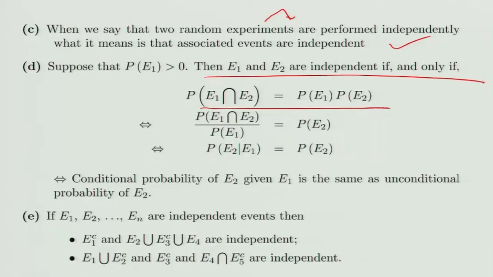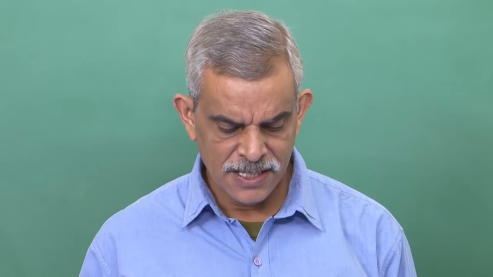That is a definition, which is same as probability of E1 intersection E2 divided by probability of E1 is same as probability of E2. But this is same as probability of E2 given E1, conditional probability, which is same as P of E2. So my definition suggests that E1 and E2 are independent if and only if the conditional probability of E2 given E1 is same as the unconditional probability of E2. Or in a sense that the conditional probability does not change when you have additional information that E1 has occurred. Or in other way, E1 is having no effect on the occurrence of E2.